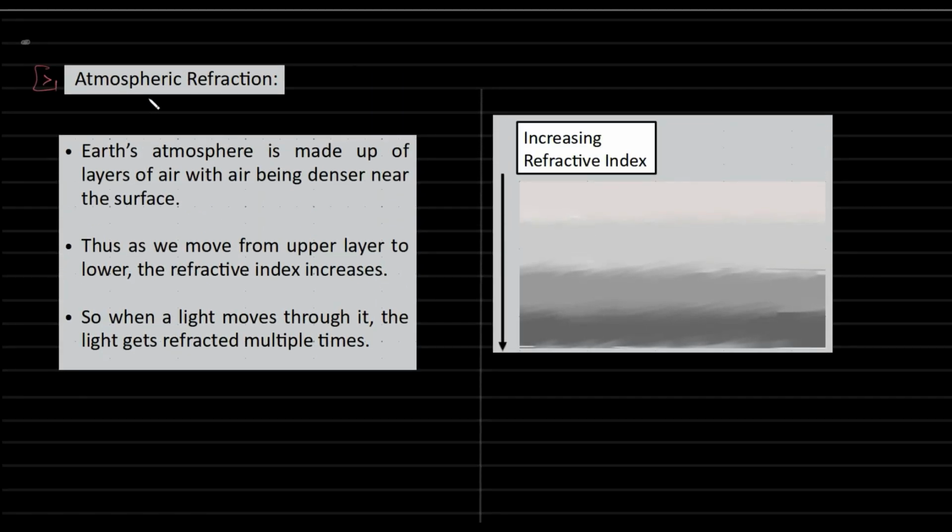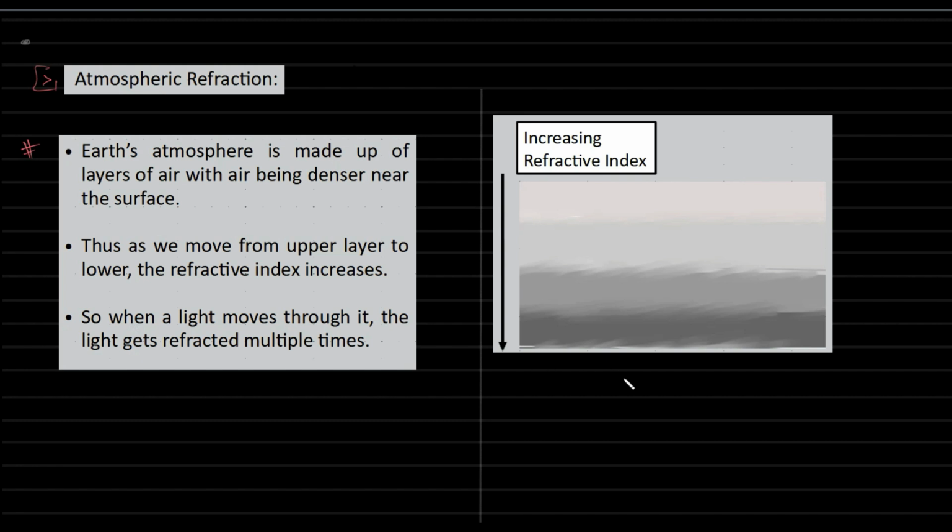So you guys understand what atmosphere means, right? It is the gassy layer of the earth. In the simplest words, it is a gassy layer. What is refraction? Bending of light. So the earth's atmosphere is made up of layers of air, with air being denser near the surface.